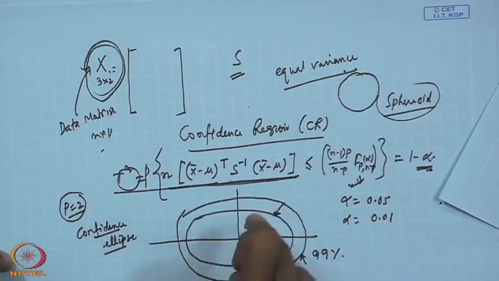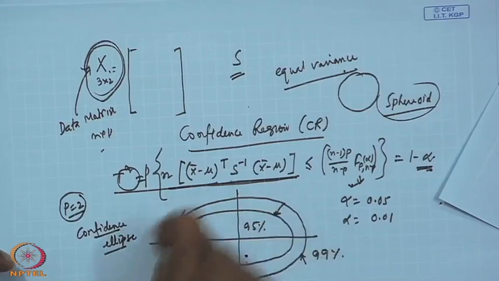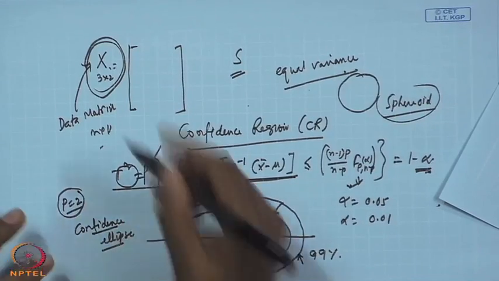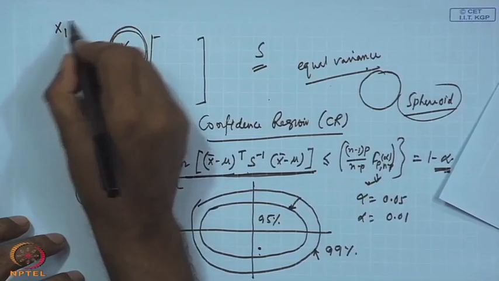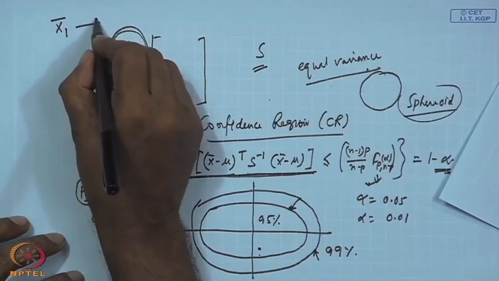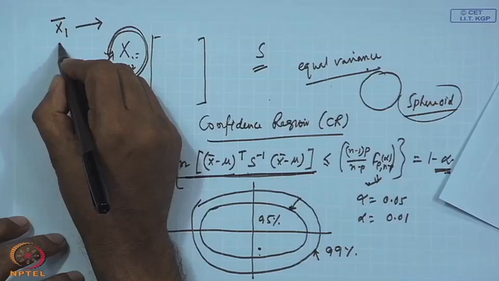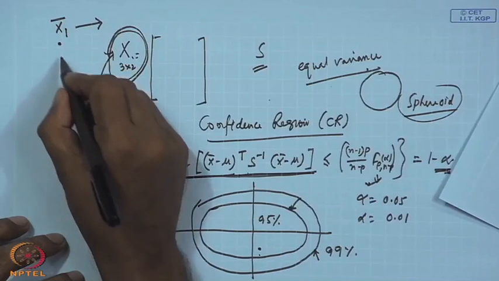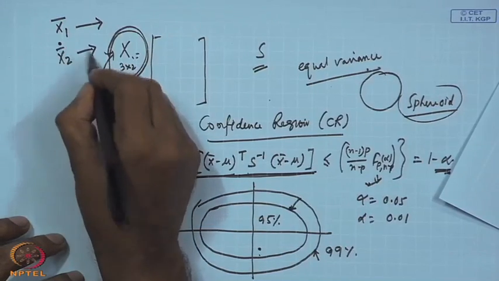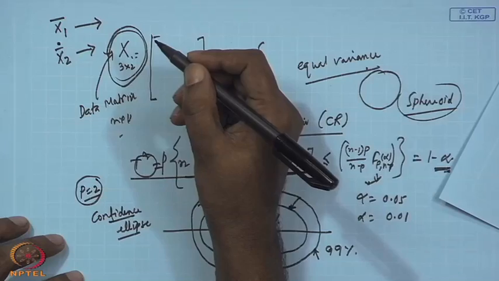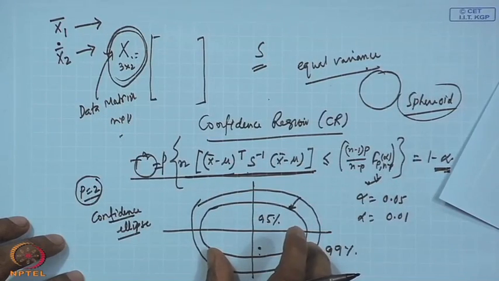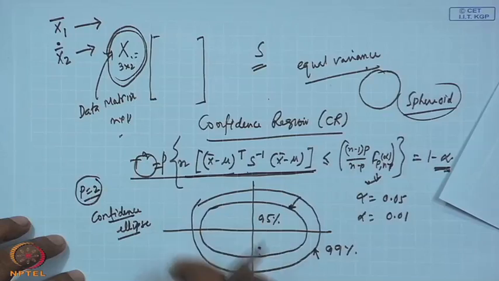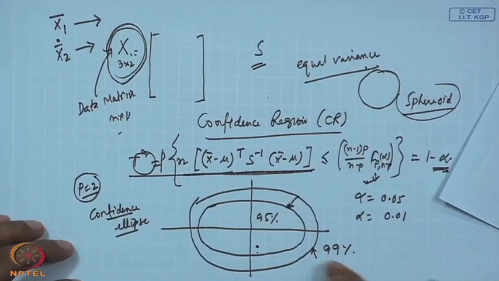Now, we want to understand this confidence ellipse from the original variable point of view, like x1 bar, the mean for the first variable, and x2 bar, the mean for the second variable. These are all sample means. We can say okay fine, there are 95% observations within the ellipse or 99%, but how do we interpret this?